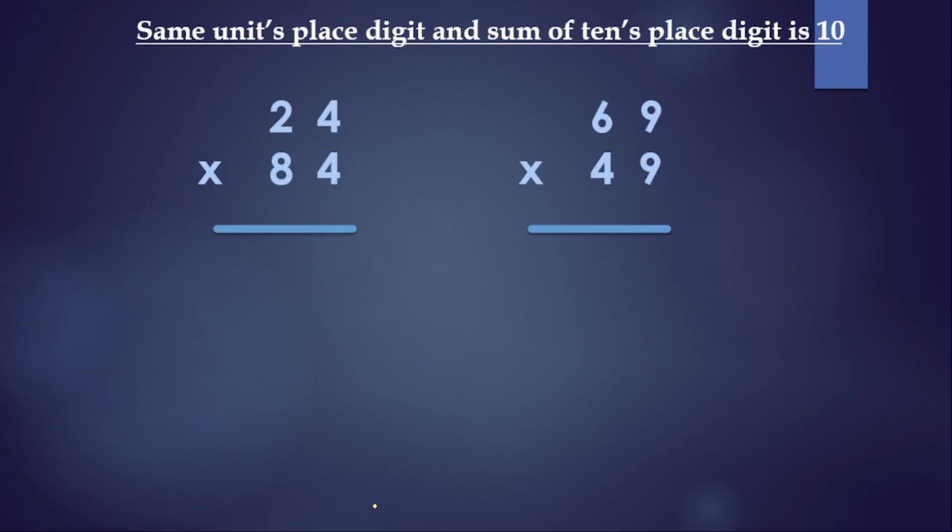Now let us see the next pattern. In this case we have the same units place digit, but here we have a condition. If you see both the numbers here, the tens place digits in both of them have the sum as 10. 2 plus 8 is 10 here, 6 plus 4 is 10 here. So this method will be applicable if the units place digits are the same and the sum of the tens place digits is 10. Let us see what we will do. 4 times 4, 16. 2 times 8, 16, to which we add the units place digit which is 4. 16 plus 4, 20. So the answer becomes 2016.